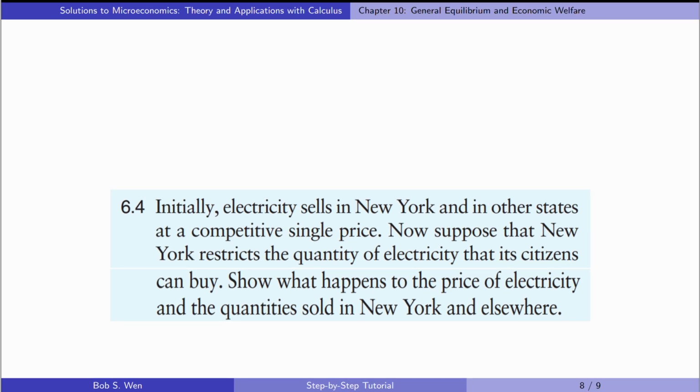Let's solve exercise 6.4. Initially, electricity was sold in New York and in other states at a competitive single price. Now, suppose that New York restricts the quantity of electricity that its citizens can buy. So what happens to the price of electricity and the quantity sold in New York and elsewhere?